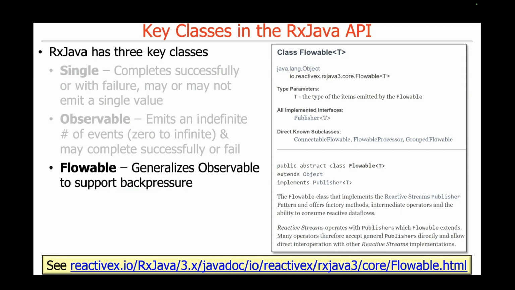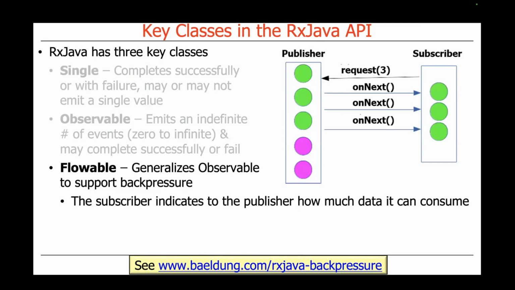So out of the box, observables, when they're used, will generate events just as fast as they can be generated. There's no backpressure, there's no flow control. So to handle this, RxJava defines something called a flowable, which supports backpressure. And the subscribers indicate to the publishers how much data they can consume, as we talked about before.